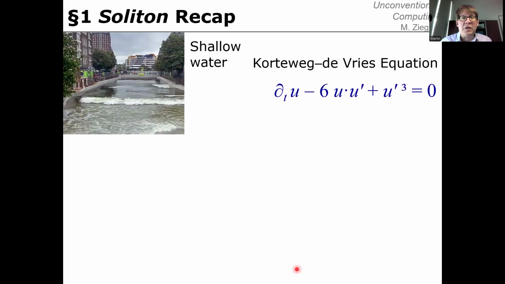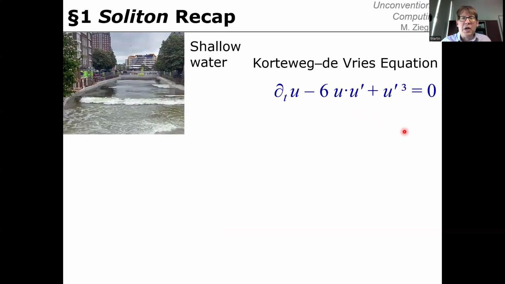And here you see the Korteweg-de Vries equation, which is again a different example of a nonlinear equation. Here you see one nonlinearity, u times u prime. U prime denotes the derivative. And there's another nonlinear term, u prime to the third. And here it equals 0, which means there's no outside driving force. If it is something like F, then it means there's an outside driving force.